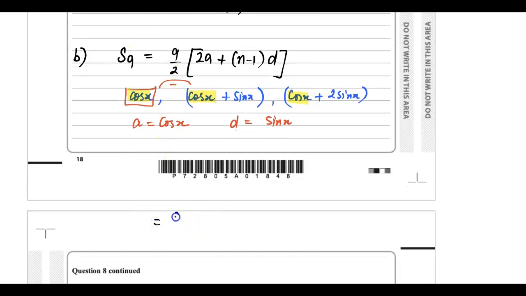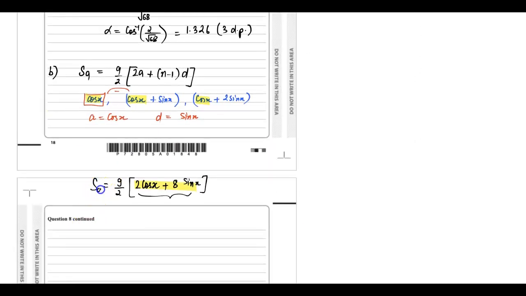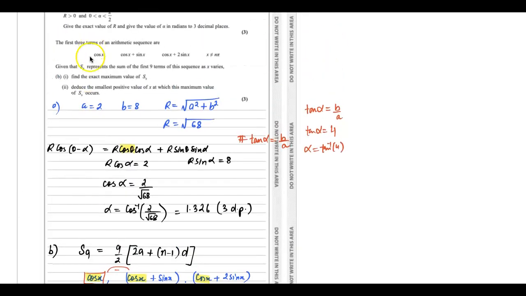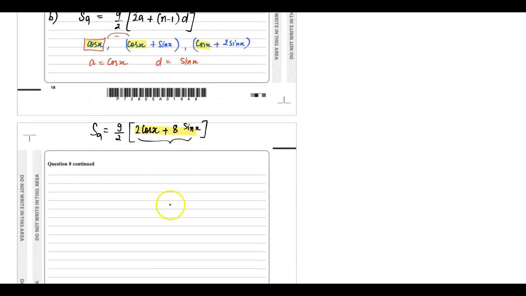Let's substitute all these values there. So this is 9 halves, and 2 cos x plus 8 sin x. This is the value of S9 we've got. We need to find the exact maximum value of S9. So what we can do over here is find the value of R. As you can see, a and b are the same, so R is the square root of 68 only. That can be simplified as 2 root 17.